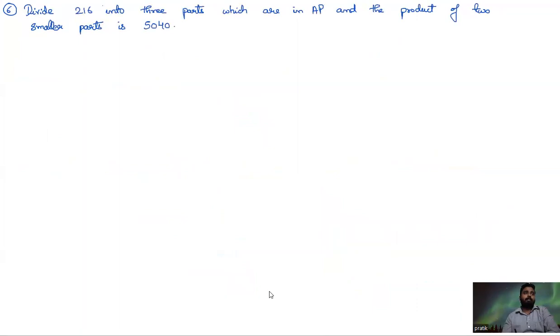Here I'll have to divide 216 into 3 parts, which are again in AP, and the product of the 2 smaller parts is 5040. So on a similar basis, when you divide into three parts such that they are in AP, you can assume they're consecutive terms. It's easier. So let's assume the three parts are A minus D, A, and A plus D. You might think I'll divide as A, X, Y and something else. Not required. And neither did they tell it is three equal parts, so that is also something you can't take into consideration.